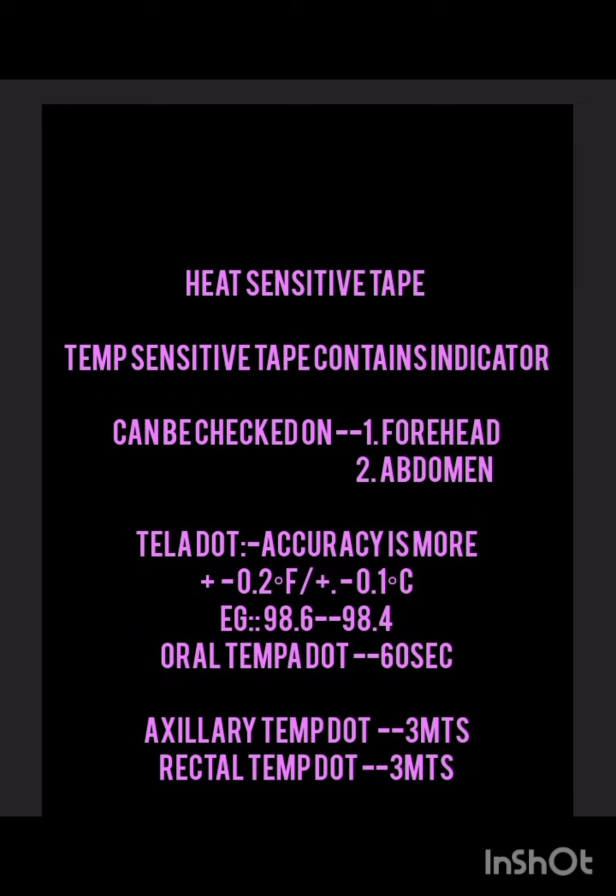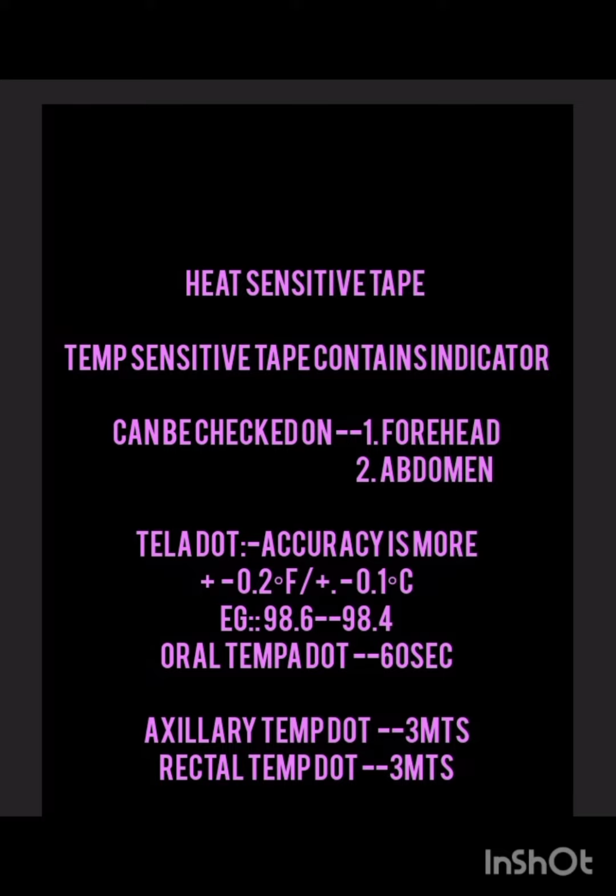Nowadays two things have come into the hospital to check the temperature. Those are the heat sensitive tape, and second is Tempadot. The heat sensitive tape contains temperature sensitive indicator dots that we can check by applying it on the forehead or abdomen. When you attach that tape on the abdomen or forehead, a particular dot indicates the temperature, and it has measurement numbers. By that we can directly record the temperature indicated on the heat sensitive tape. It can be used on the forehead or abdomen.